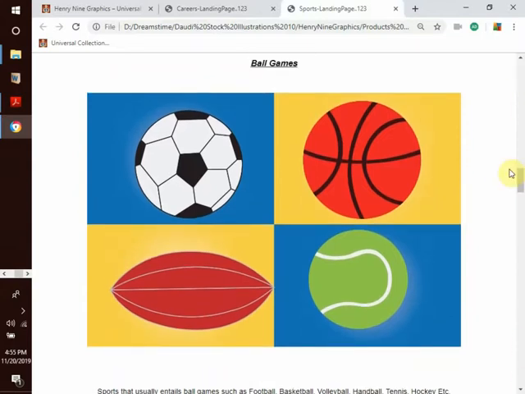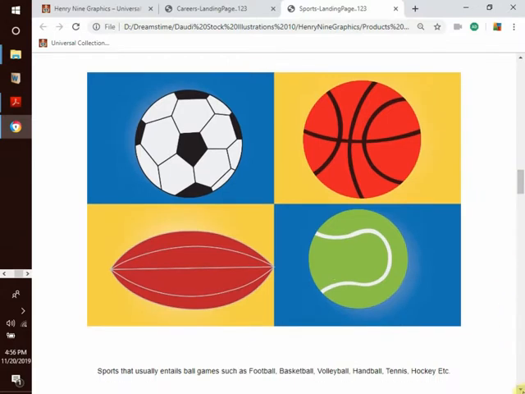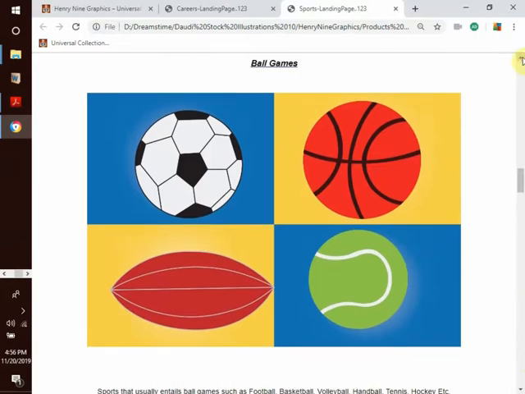sports that usually entail ball games such as football, basketball, volleyball, handball, tennis, hockey, and so forth. Ball games are the most popular kind of sports in the whole world. The availability of balls and the ease of learning to play makes them very popular. Some may be a little difficult to learn at first, though.